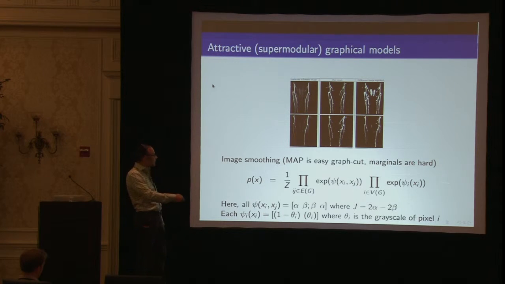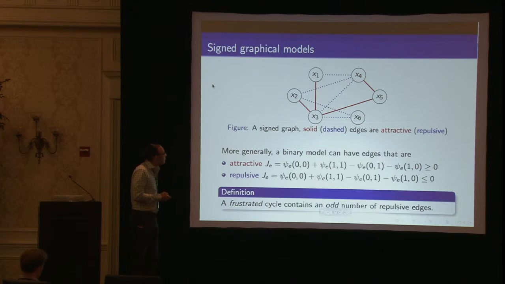So this is the probability distribution. It looks like what we just saw before. It's a grid graph. And we can find the most likely configuration efficiently with graph cuts. This has been known for a couple of decades now. Unfortunately, computing marginals is still hard for this problem. OK, so that's for attractive models, things like image denoising.